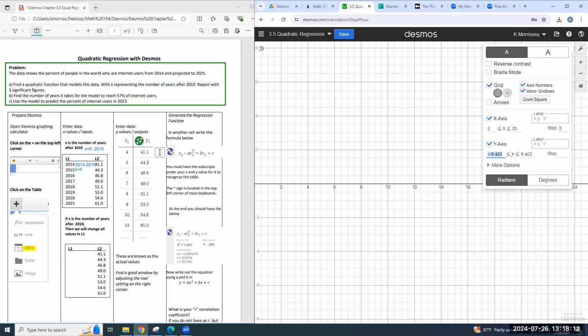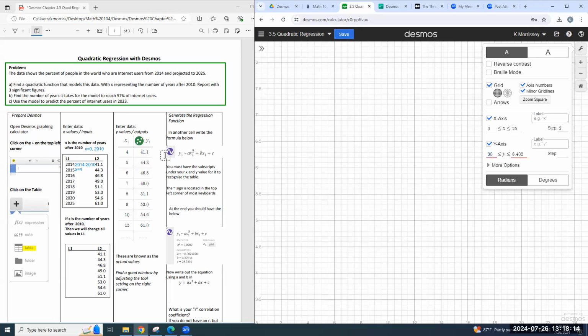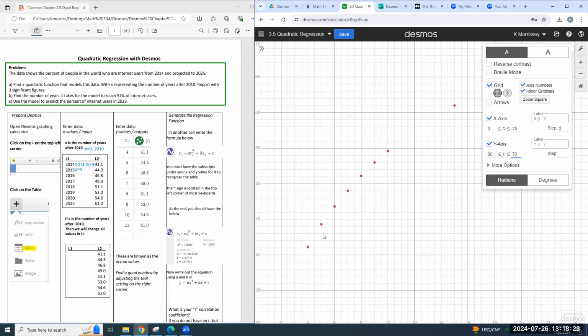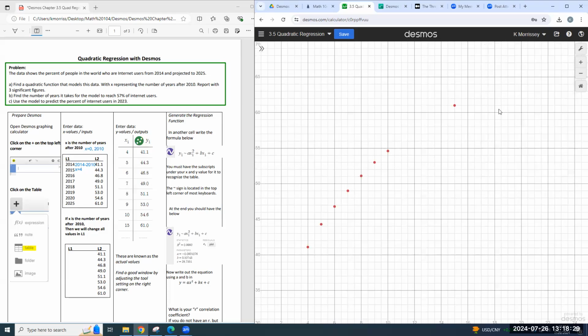So if we're starting at 41.1, perhaps we start ours at 30. And ours go all the way up to 61. So maybe we go to 70, right? So now we can definitely see that curve aspect. And if I click out of this, you'll notice that there is some dead space over here. We don't quite need it, but it might come in handy. So it's up to you whether or not we want to get rid of that.